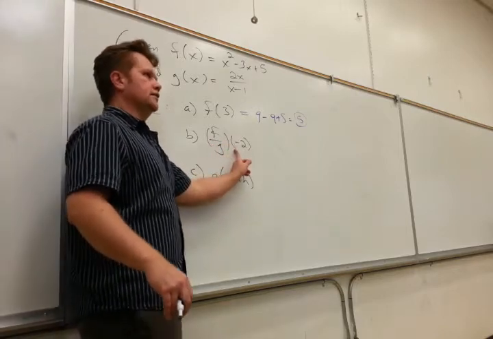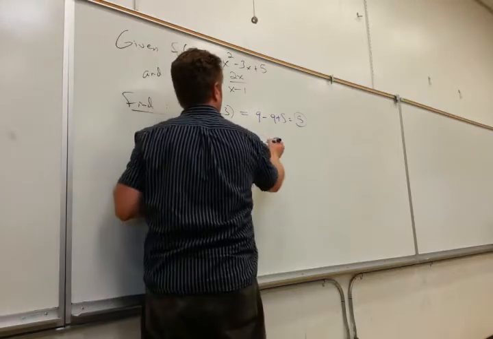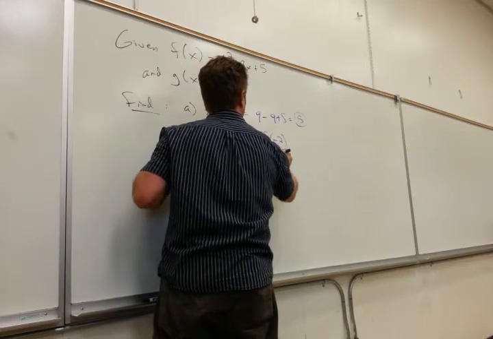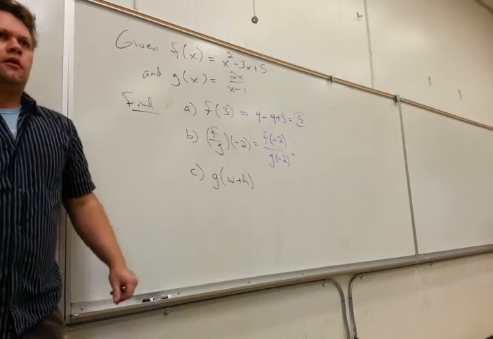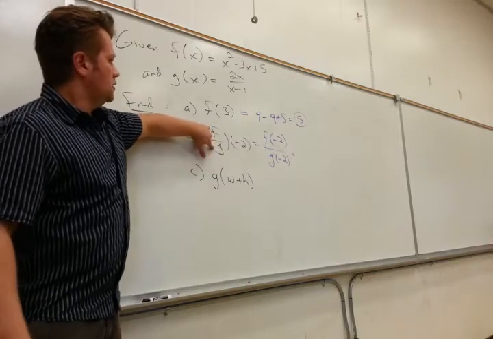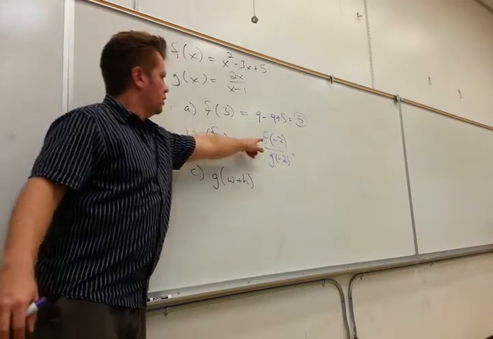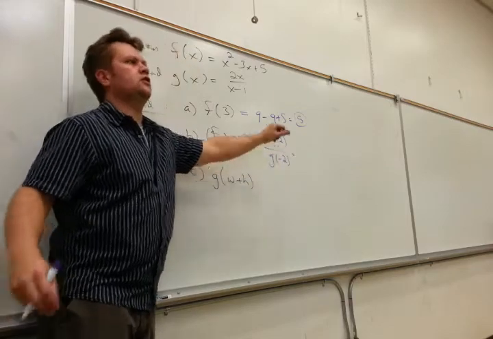Another way to look at this. These two mean the same thing. So this means divide the functions and evaluate them at -2. Well, you can go ahead and evaluate them at -2 first, and then divide them.